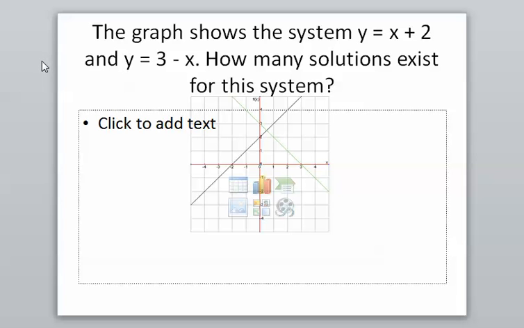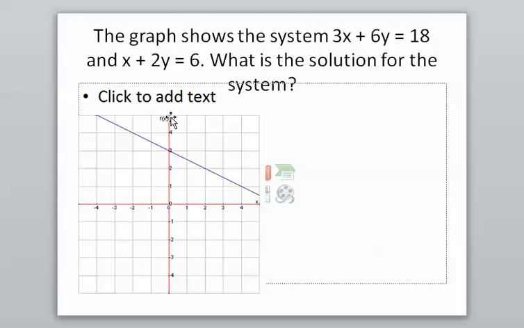So this graph shows the system of y equals x plus 2 and y equals 3 minus x. How many solutions exist for this set? And I want you to notice, here's one line right here in green. Here's another line right here. And the place where they intersect is their solution. So how many solutions for this set? Just one. It's a point. You would write it as an x, y coordinate point. Easy enough to do. Okay?